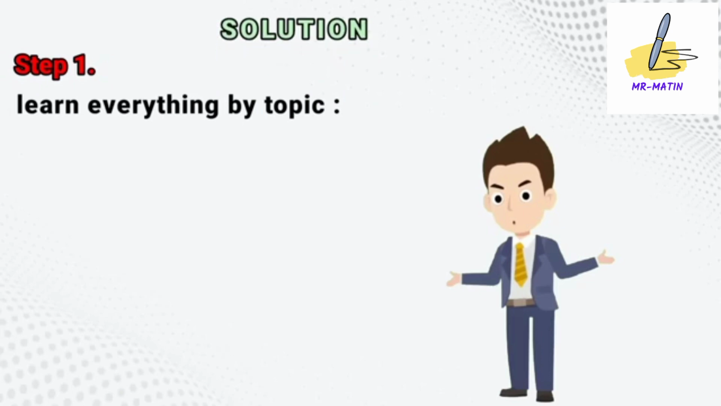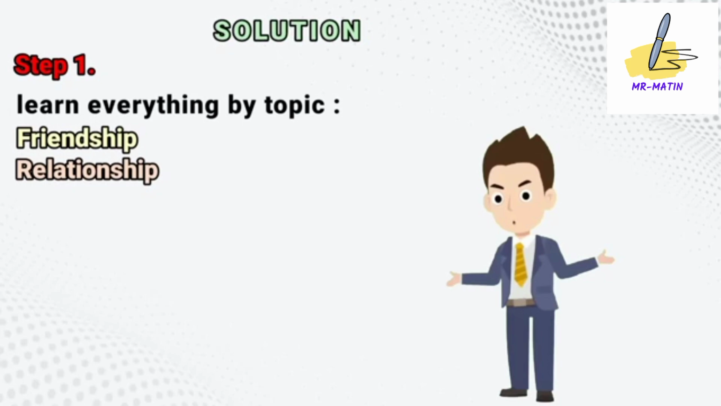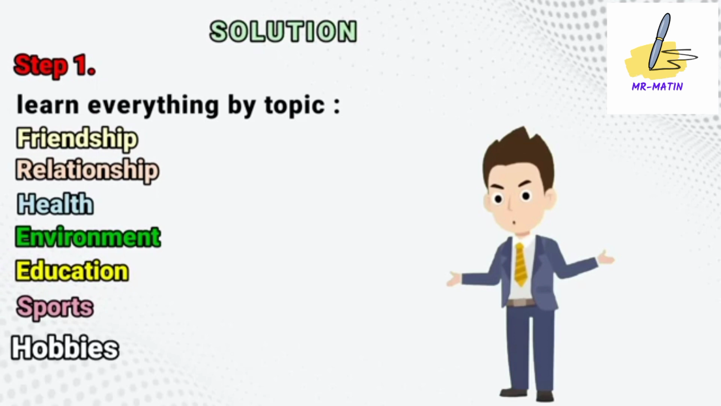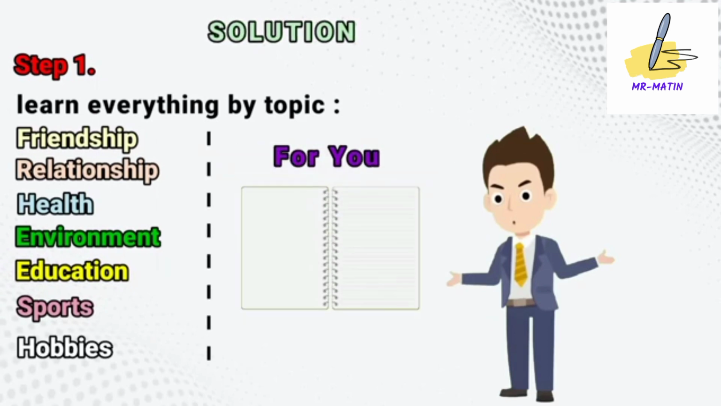What do I mean? Well, when you want to speak with someone, there are many different topics to talk about. For example, to talk about friendship, relationships, health, environment, education, sports, hobbies. What you should do is to have a notebook, and when you learn any words or phrases, you just write everything down under its relevant topic. So you need a notebook. This notebook should have many different sections. Each section should be about a very common topic.